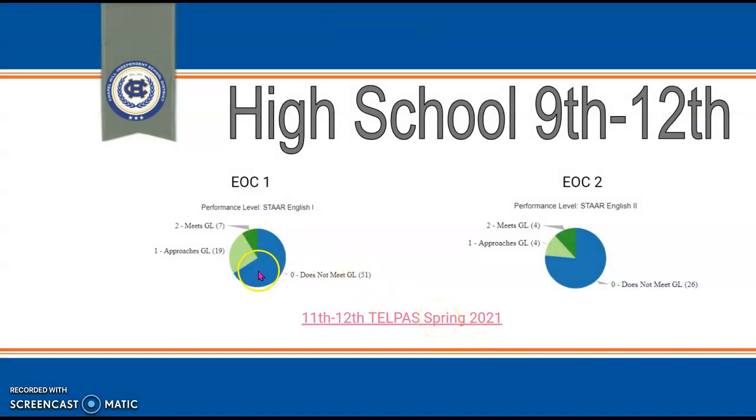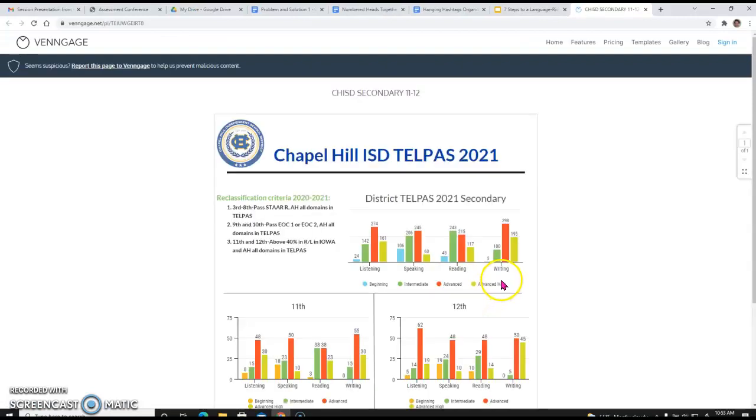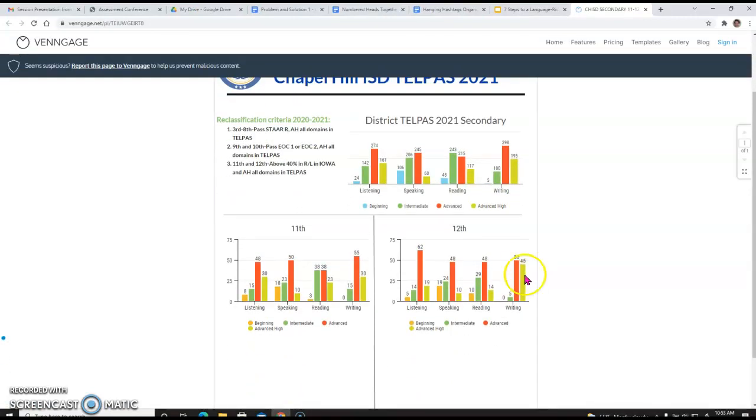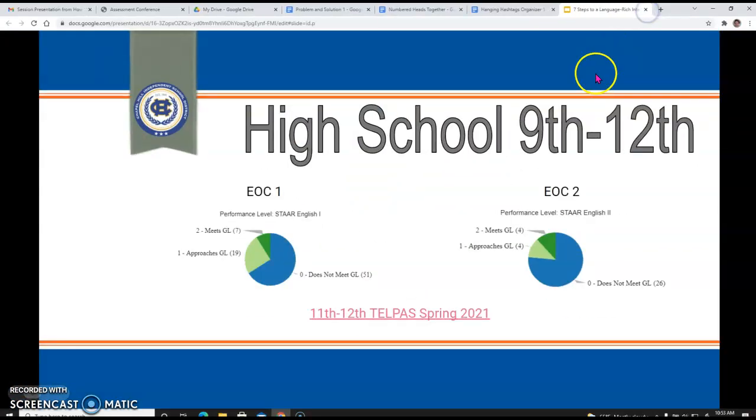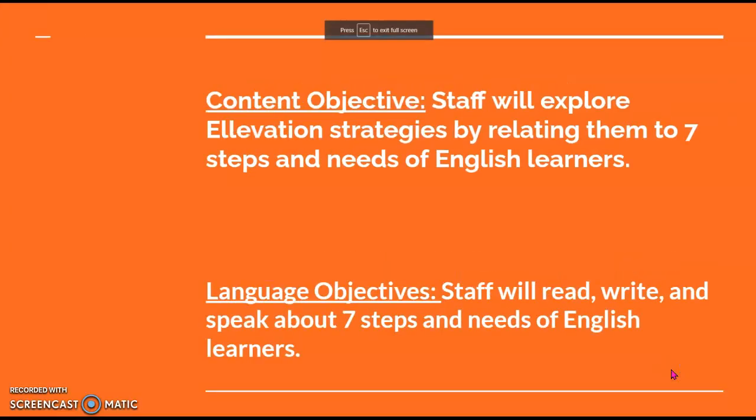So for high school EOCs, this big piece starts to actually get even larger, as far as the number of students who aren't meeting their EOCs. Finally, 11th and 12th grade, again, we see that predominance of advanced all the way throughout. So this is a reason why we have so many students that are not reclassifying out of that English language status, mainly because, of course, we have seen a large number of students who do not score high enough in their TELPAS, but also are not passing their STAR EOCs.